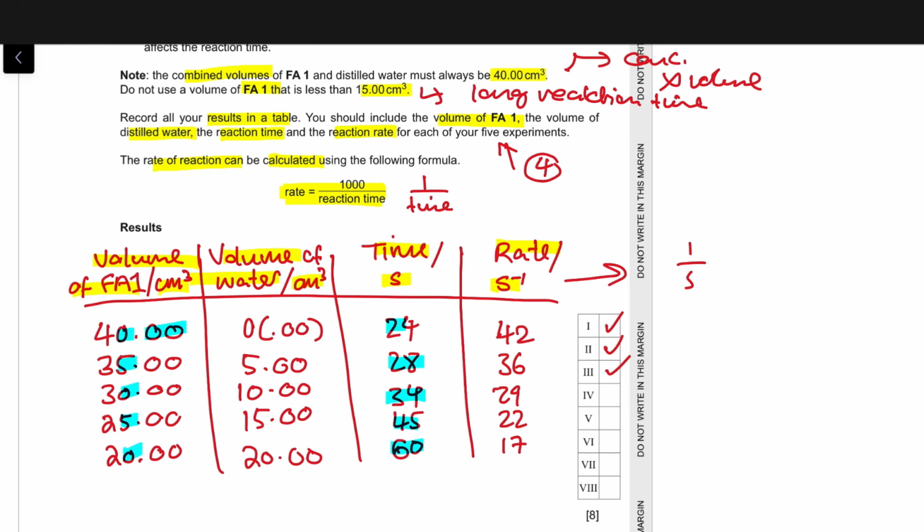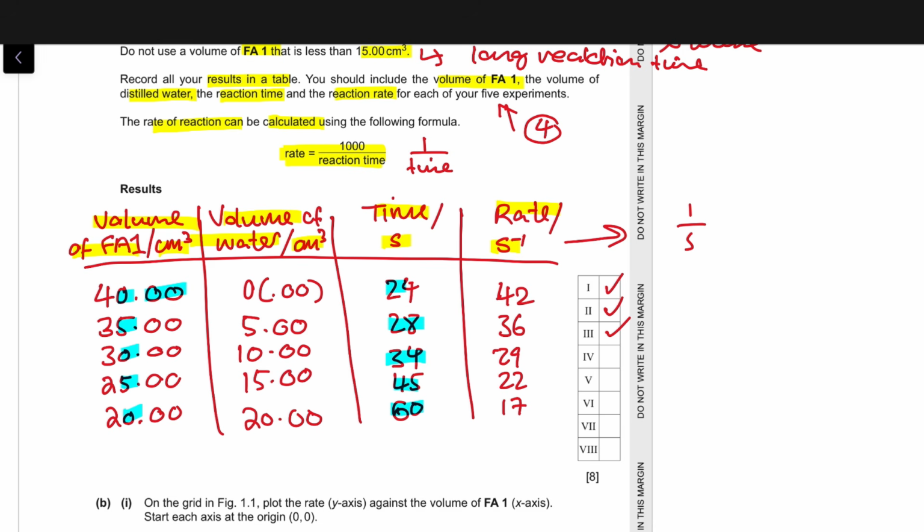Okay, so the reason for this being, we had to have volumes greater than 15 but less than 40. Now, all of our values had to be no closer to each other than 5 centimeters cubed. And this would actually be our 4th marking point. So none of our values have to be closer to each other than 5 centimeters cubed because then there would be little difference. And at the same time, our volumes needed to add up to 40 centimeters cubed each time. So that would be for the 4th mark.